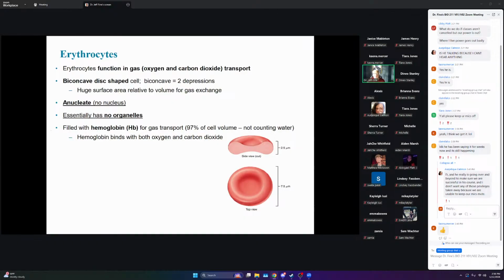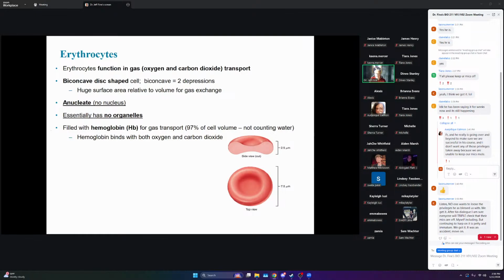They are, however, filled with a protein called hemoglobin. Okay. And hemoglobin is about 97% of the volume of an erythrocyte. Okay, so they really fill up and comprise what an erythrocyte is. And the best way to understand what hemoglobin does inside of an erythrocyte is to act almost like a magnet. Okay, hemoglobin has a magnetic bonding relationship with oxygen.